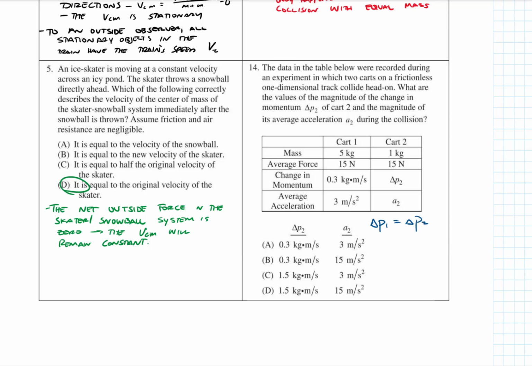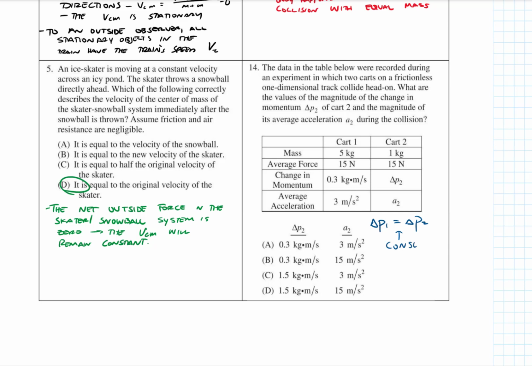Now, for this next one, the data in the table were recorded during an experiment where two carts ran into each other. We've got change in momentum, acceleration, mass, and force. So for cart 2, we want to know the change in momentum. Well, when things collide on a frictionless track, and there are no outside forces, then the change in momentum of object 1 is the same as the change in momentum of object 2. So since they have the same changes in momentum, my answer choices are going to be A and B.